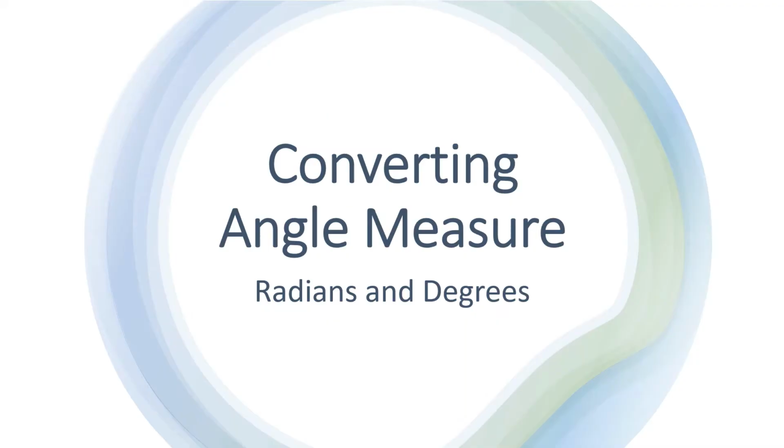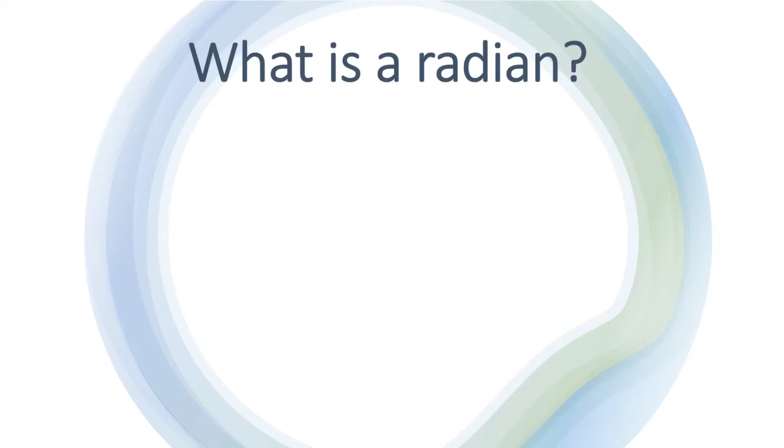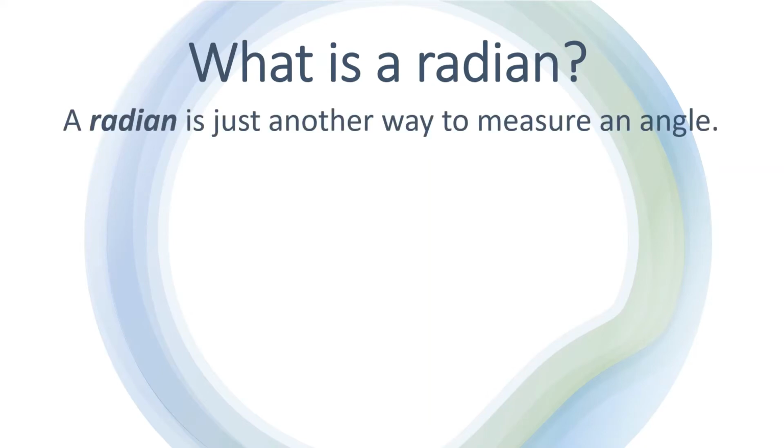You've started to hear about radians. You're familiar with degrees, and we will become familiar with radians. We're also going to learn how to convert between the two. I'm glad you asked. What is a radian? A radian is just another way to measure an angle.